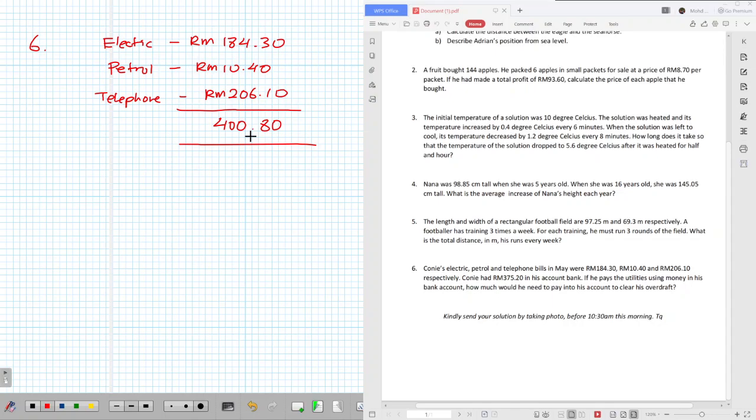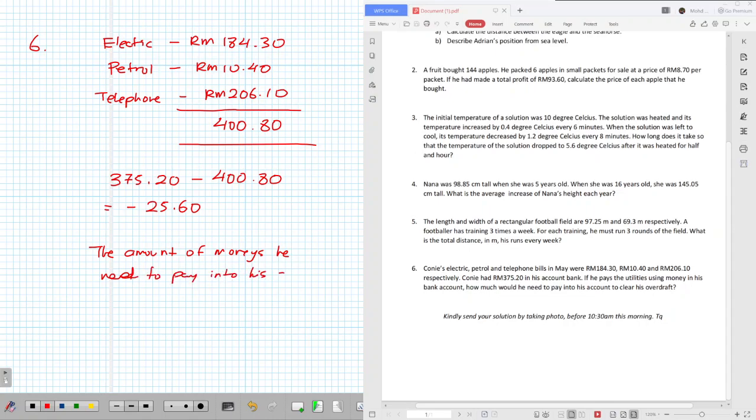Overdraft means hutang, the credit. How much he needs to pay the bank, because the bank will provide the money for him. So this is the utility, but he only has 375 ringgit 20 cents. Then we just minus, don't minus the big one with the small. We minus what he has, which is 375 ringgit 20 cents, minus the utility that he used for that month. Then we will get negative 25 ringgit 60 cents. So from here it shows that there's a negative, which means he got credit, dia berhutang. So the amount of money he needs to pay into his account is RM 25.60.